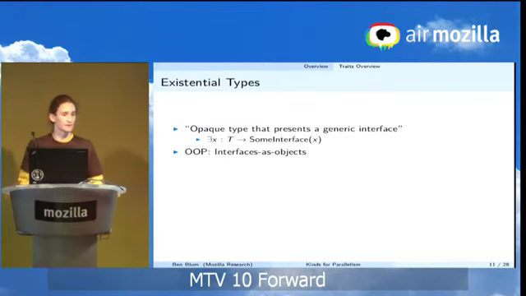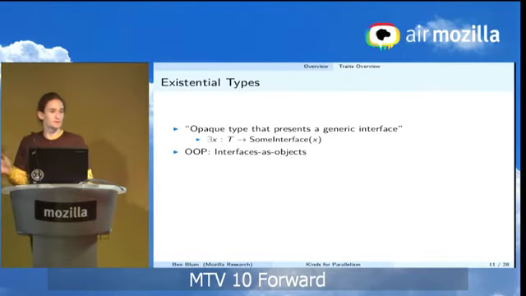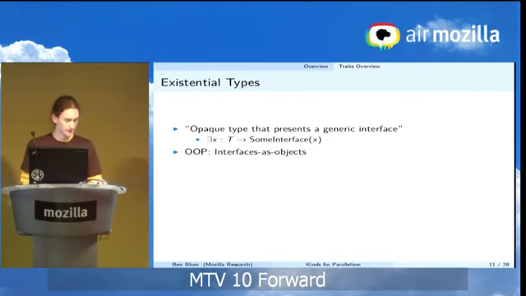Back to type theory lingo for a moment. This is an existential type. It means sort of an opaque type that presents a generic interface. And in really formal type theory lingo, it is pronounced, there exists some x of type T such that some interface of x. Again, object-oriented programmers will be familiar with this as just treating an interface as an object, which in C++ always generates a vtable.